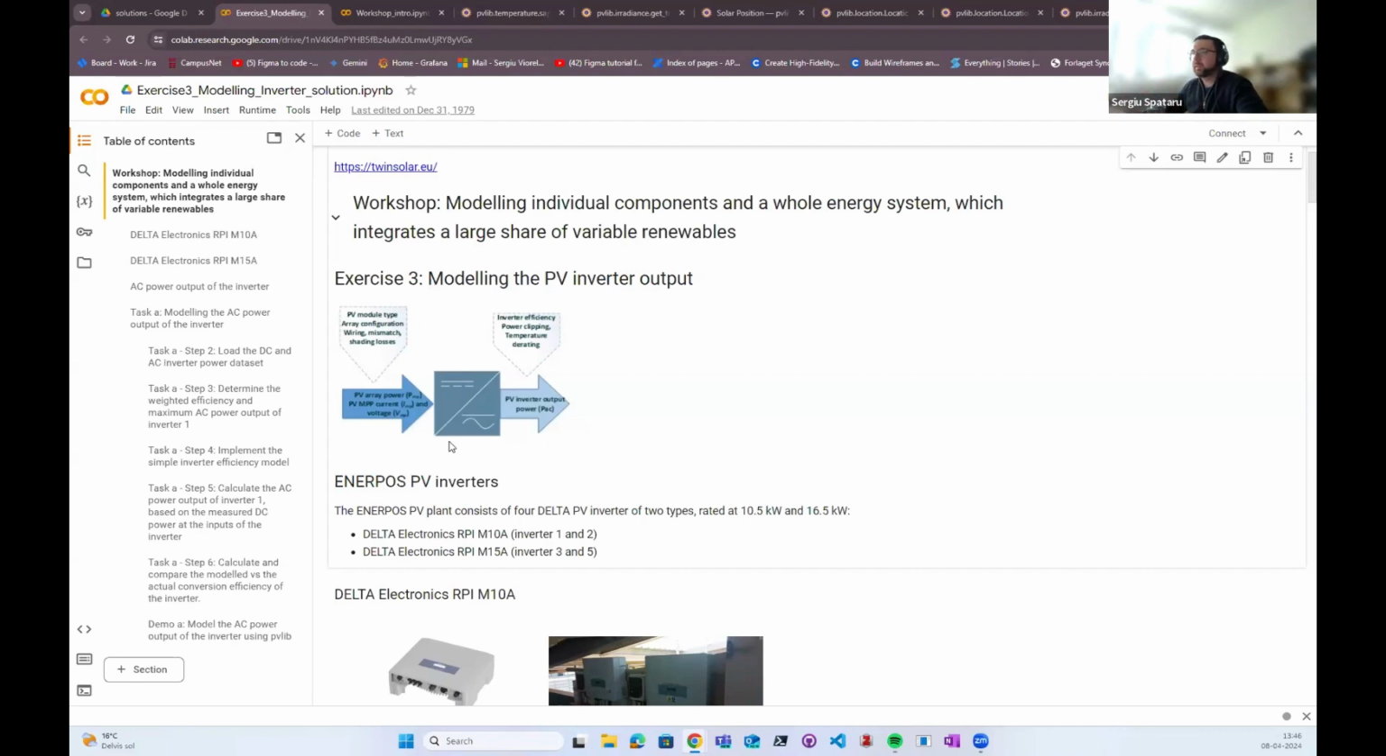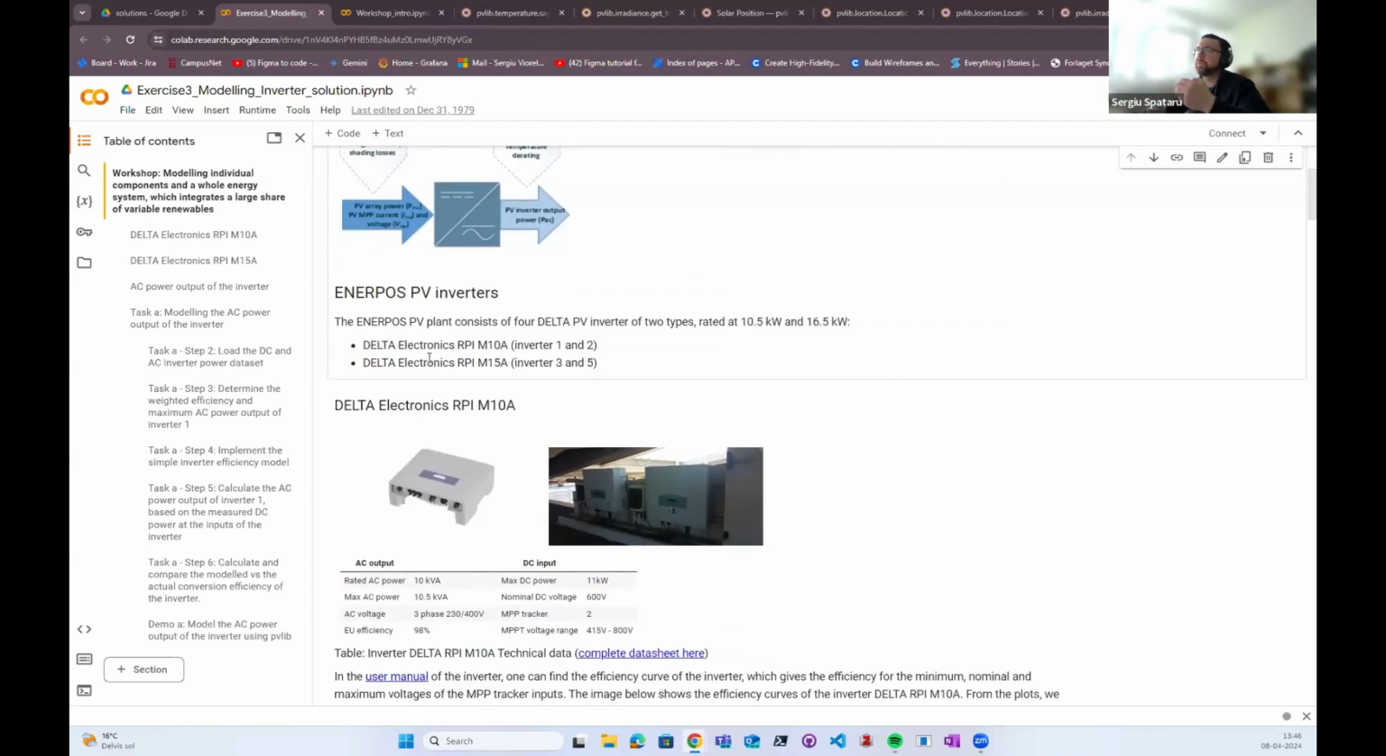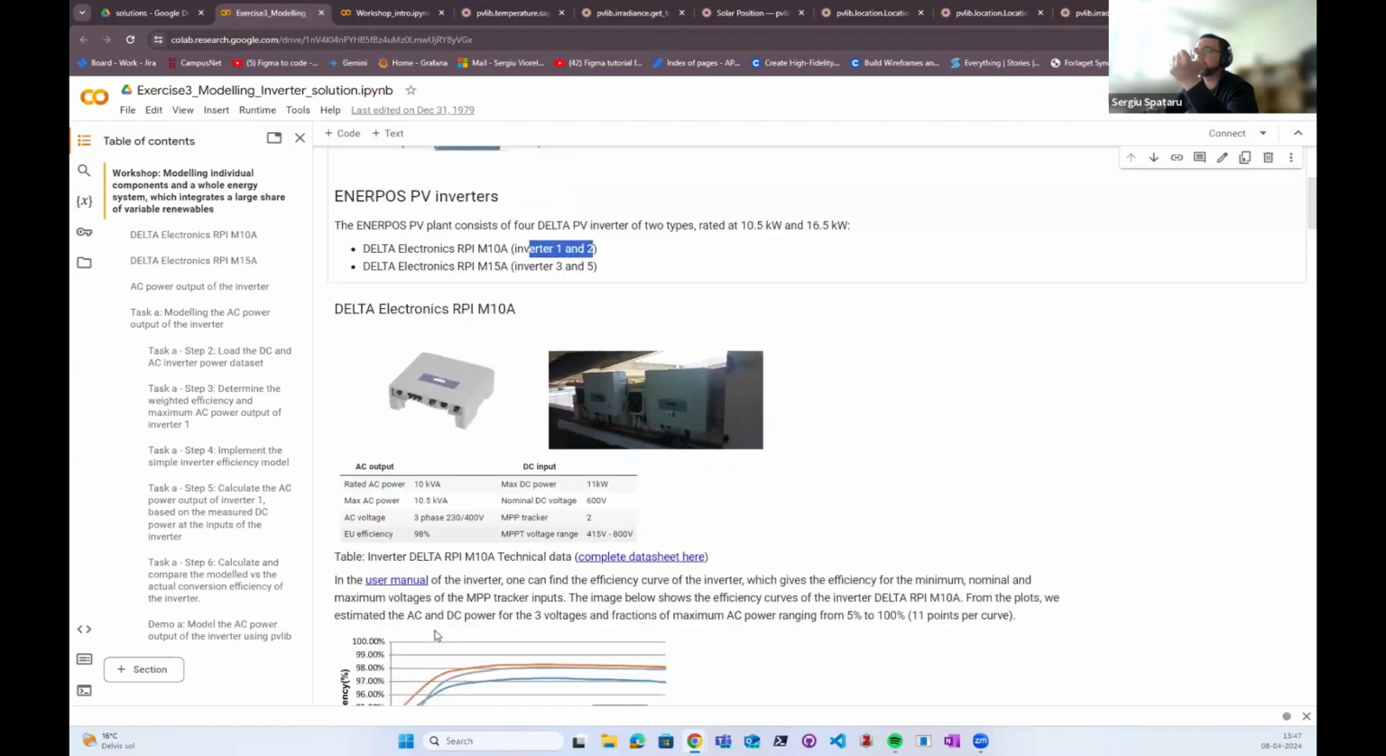So let's take a concrete example. In the Enerpost system, there are 2 types of inverters. Both are from Delta. They are from the same inverter family, the RPI family, but they are rated at different powers. So inverters 1 and 2, connected to the northeast building, are 10 kilowatt inverters, and the maximum AC power is actually 10.5 kilovolt-ampere. These are 3-phase inverters, each has 2 independent MPPT trackers and a weighted efficiency of 98%.